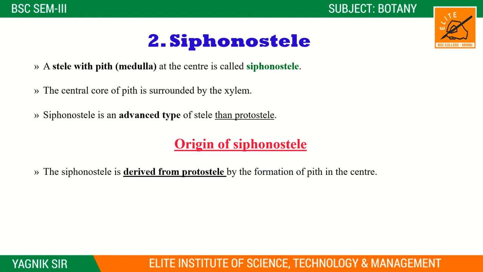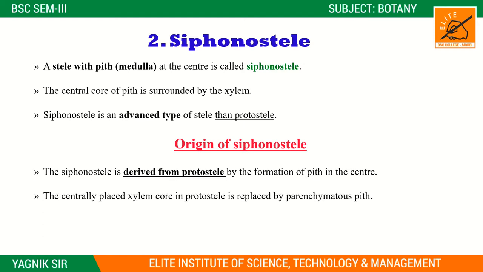So normally this siphonostele is derived from the protostele, right? And by the formation of the pith in the center. The centrally placed xylem core in the protostele is replaced by the parenchymatous pith, right?